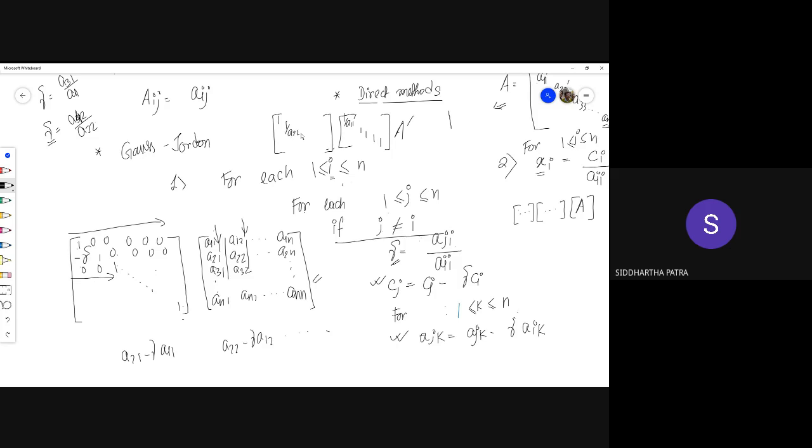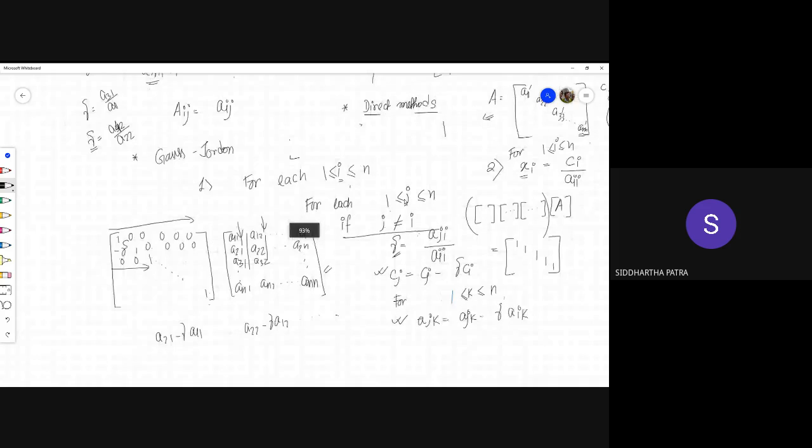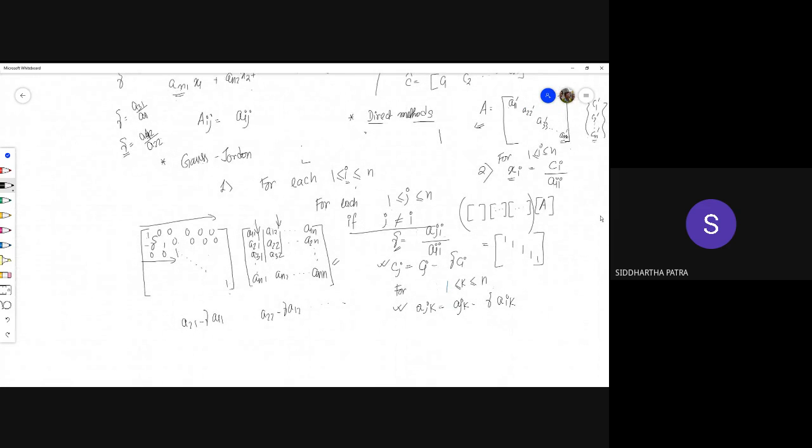A12 divided by A22 prime, and so on. So all of this can be represented as a set of matrix multiplications. In the end, I would have multiplied a series of matrices with A to finally get a matrix which is like this identity matrix. We didn't go that far. We only obtained a diagonal matrix, but we could have gone that far and finally gotten an identity matrix. Now all of these matrices multiplied together could also be represented with a single matrix B.